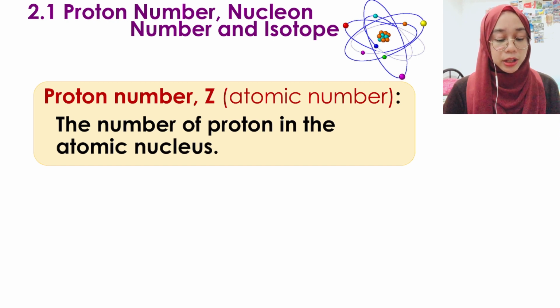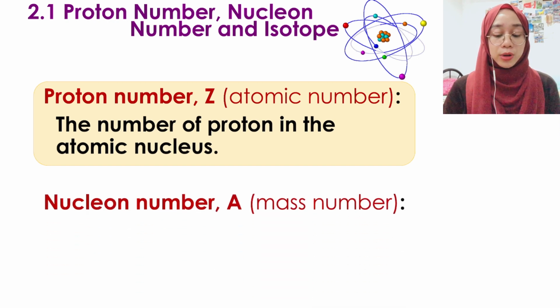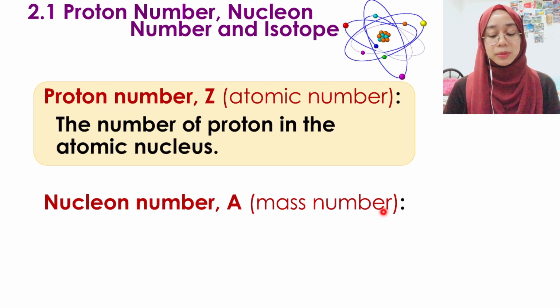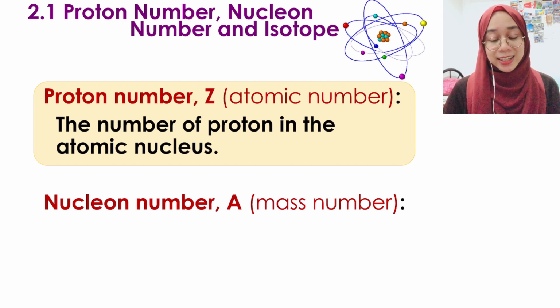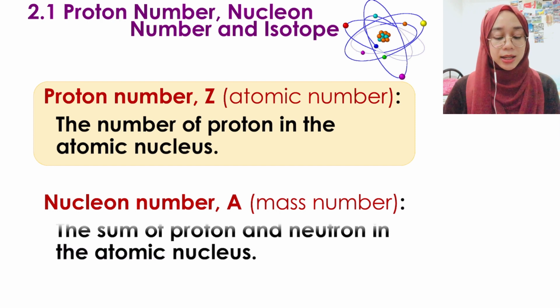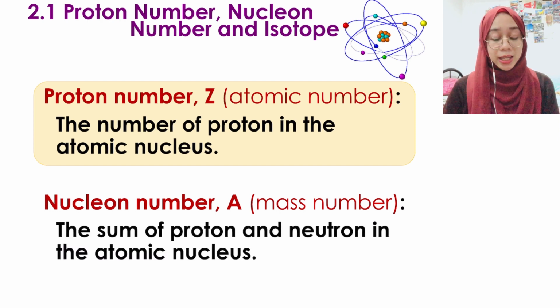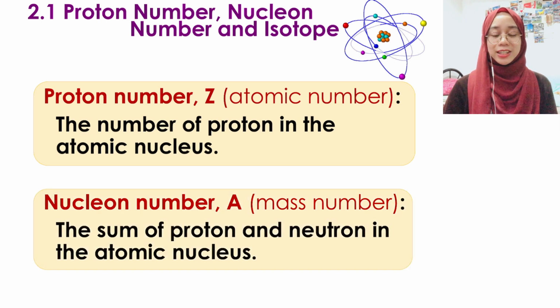Okay, meanwhile kalau kita punya nucleon number pula, kita guna simbol A. Untuk merujuk kepada nucleon number, and nucleon number is also known as mass number. So sometimes it is called as mass number, so be careful lah. Kena take note yang jangan tiba-tiba soalan muncul mass number, kamu macam apa ni, that is actually nucleon number je sebenarnya. Nucleon number pula adalah the sum of proton and neutron in the atomic nucleus. Okay, so we're done actually for this topic.